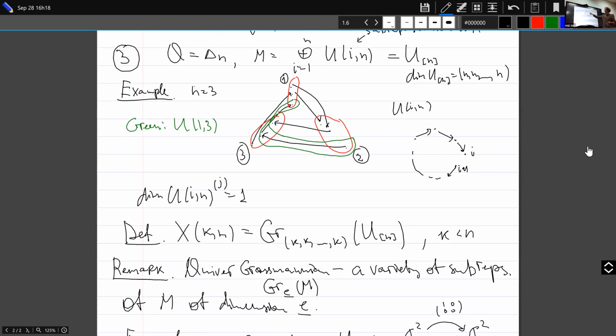So you can see that we have this direct sum here, right? So it means that you take.